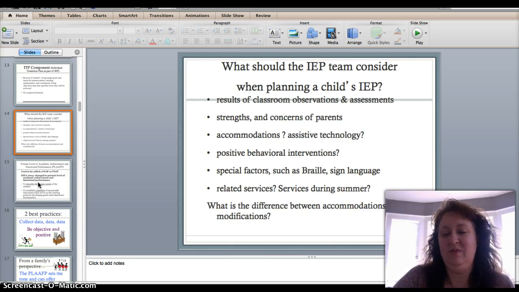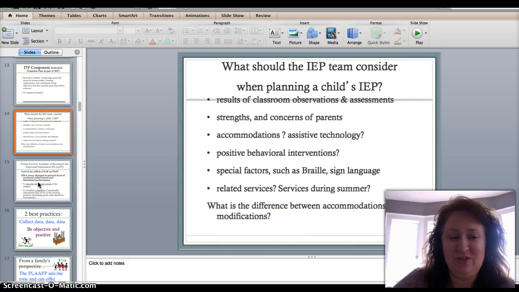And really make sure that we understand the difference between accommodations and modifications. Accommodating means I'm opening up access to the curriculum as it is written. So that could be something like giving a student a reader for content that is on grade level. Whereas a modification means I'm going to take that content and modify it significantly, removing part of the content to make it accessible for a student.